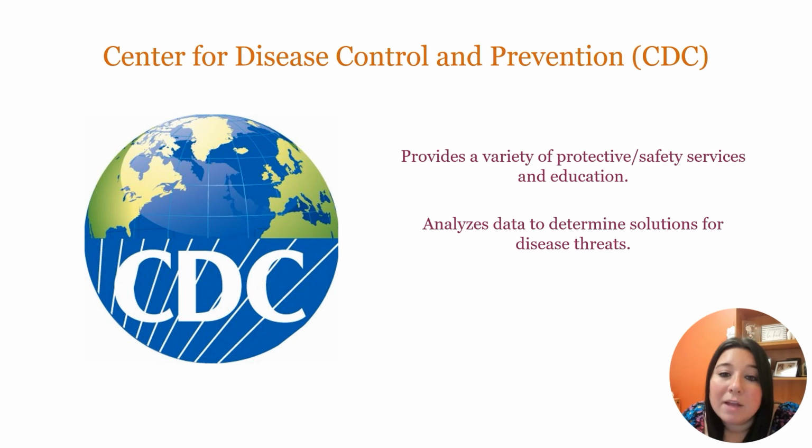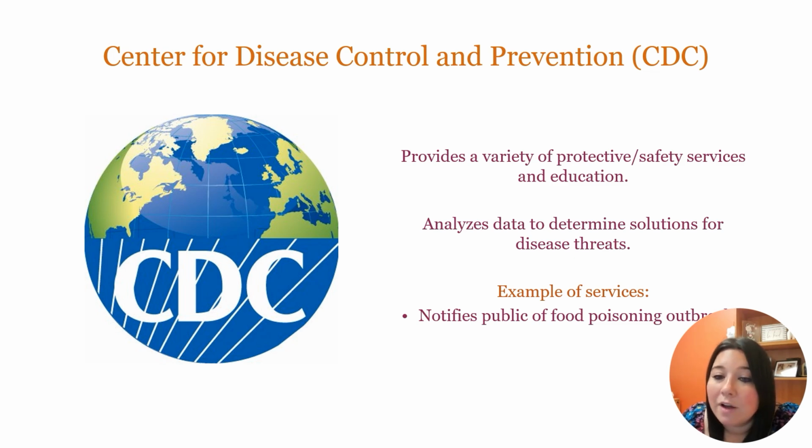They also analyze data to determine solutions for disease threats, and some examples of services include notifying the public of a food poisoning outbreak, things like that. If a large group of people suddenly get ill, the CDC sends out messages about that. If you remember from COVID, they were heavily involved in keeping track of daily numbers of COVID in areas where there were surges, things like that.